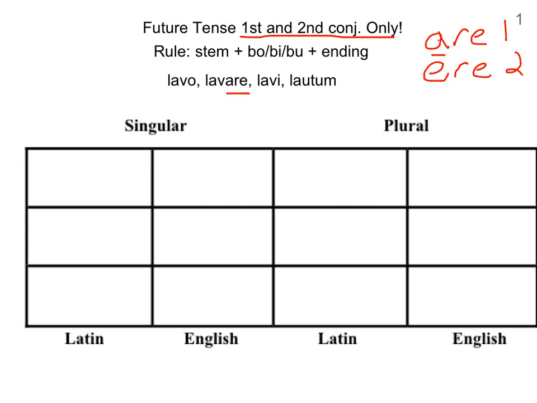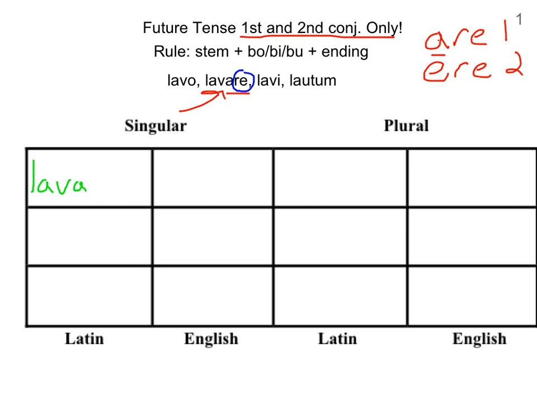So let's begin. We take the stem, and if you recall how to make the stem, it is the infinitive, which is that word right there, and you take off this RE, and we're left with LAVA, and this verb means to wash. So let's take the stem, LAVA.